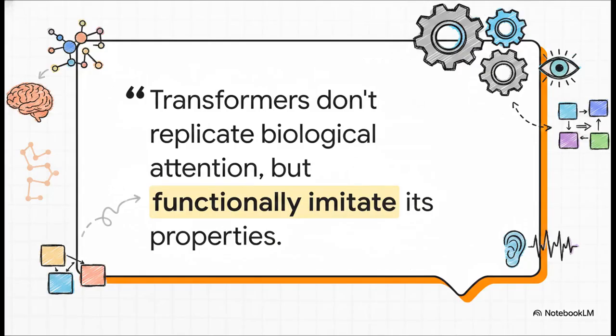But, and this is a really crucial takeaway, machines are not biologically sentient. They aren't thinking or feeling the way we do. As we see here, they don't replicate biological attention. They functionally imitate its core properties. They imitate selective focus, context-dependent interpretation, and parallel processing. And that functional imitation is exactly why they completely dominate natural language processing and computer vision today.